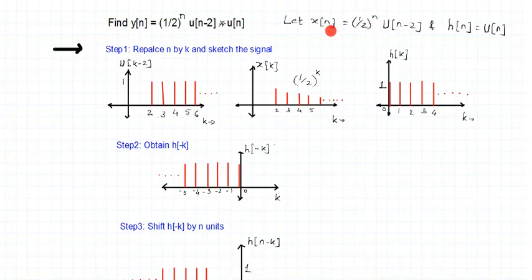What do we want as x[n]? x[n] is obtained by multiplying (1/2)^n into u[n-2]. So the magnitude of this unit step signal is no more 1 now. The magnitude is governed by this factor (1/2)^n. So how do we find the overall x[n] now, which we call x[k] by replacing n by k? So the signal is called x[k] now.